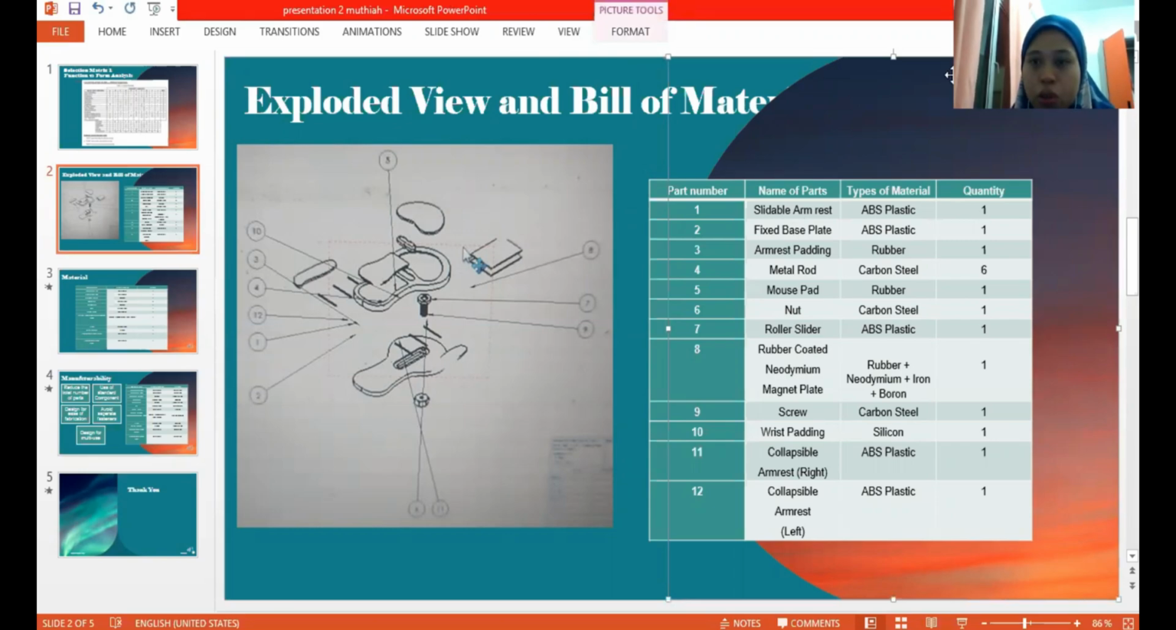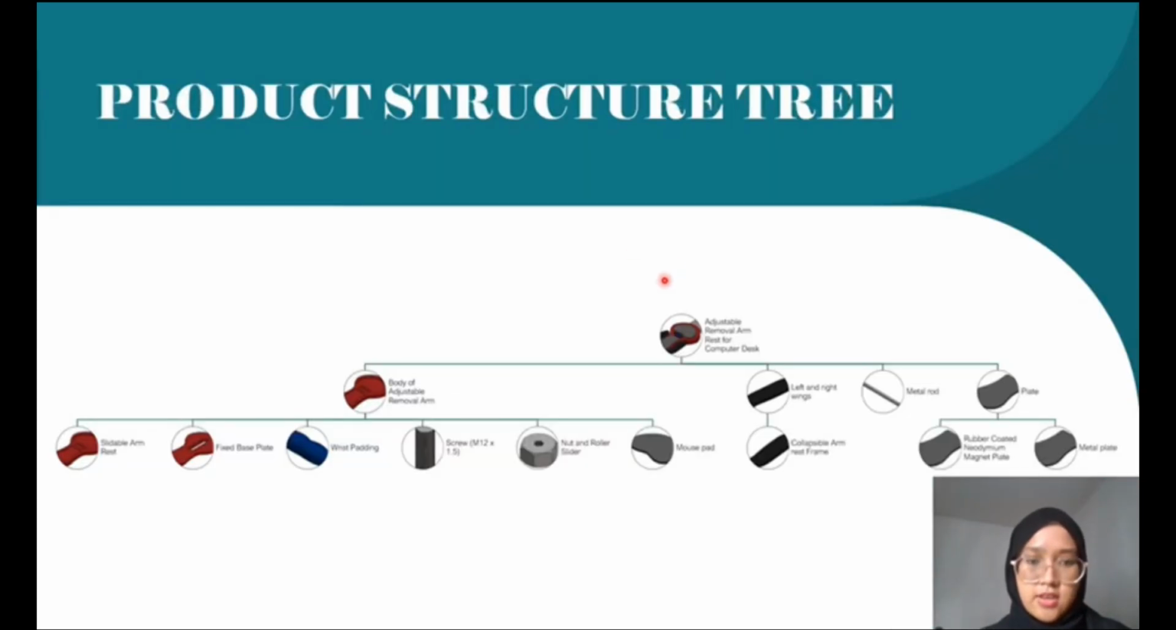So we have 12 parts here. We have slidable armrest, fixed base plate, and the rest. And you can see the most type of material we used here is ABS plastic, rubber, carbon steel, rubber coated with neodymium, and silicone.